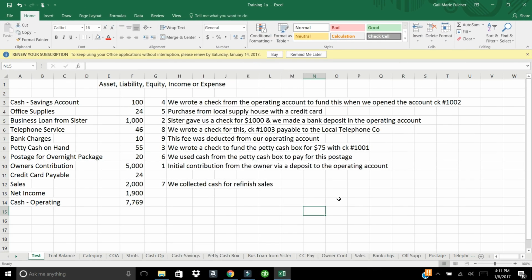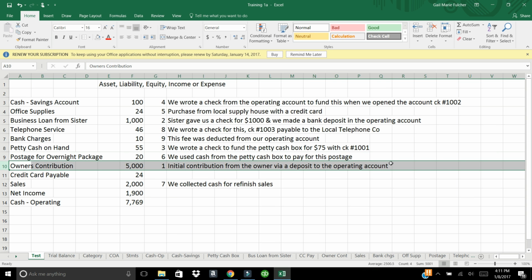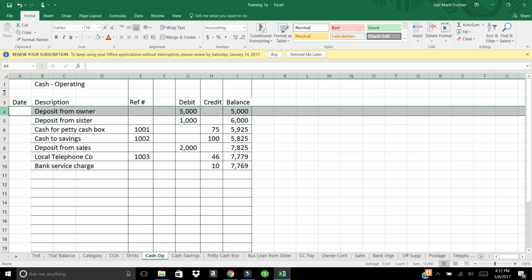All right, here we go. Let's go over the chart of accounts. So your chart of accounts should look just about like this. All right, so let's go back over here and get our first transaction. The initial contribution from the owner via deposit to the operating account. So you should go to your cash in the operating account. Deposit from the owner, that's a debit, $5,000, because we're increasing the amount in the bank account.